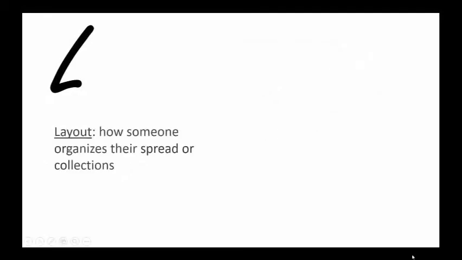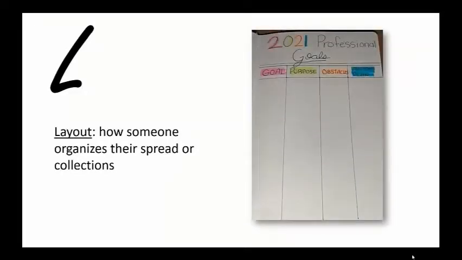Moving on from K, we have L, and for L, we have the term layout. Now, layout is simply how someone organizes their collection or their spread. It's basically whatever it is you're going to put on the page. Here's an example of a layout. For this one, I've done something to track professional goals that I have for 2021. As you can see, it's a very simple layout. There's not a lot of color, there's not a lot of text, and there are no illustrations. A layout can be anything you want, and we'll have lots more ideas in part 2 of this workshop.